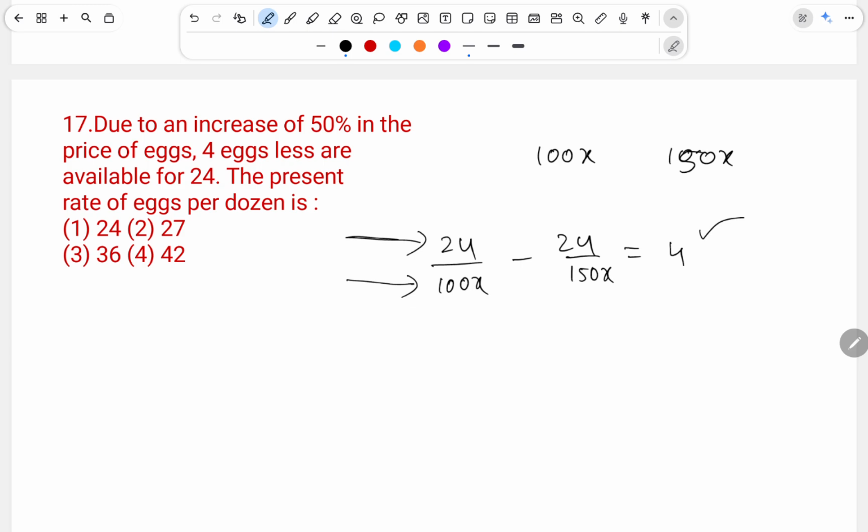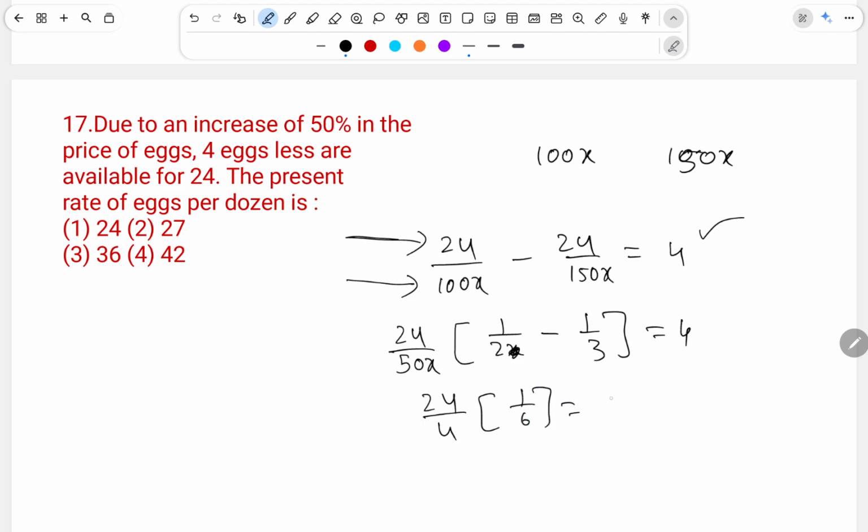So now what is common here? 24 by 50x is common. If I remove that, then it becomes 1 by x, sorry, 1 by 2 minus 1 by 3, which is equal to 4. Now transpose 50x to the right hand side. Bring that 4 to the left hand side. 24 by 4. 1 by 2 minus 1 by 3. 3 minus 2 is 1 by 6, which is equal to 50x.